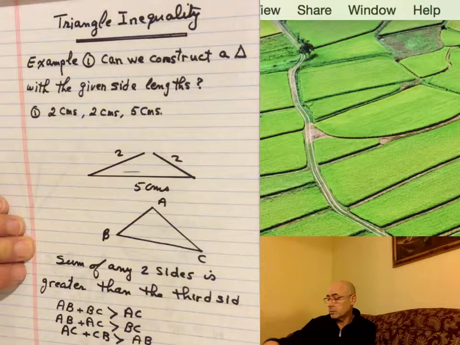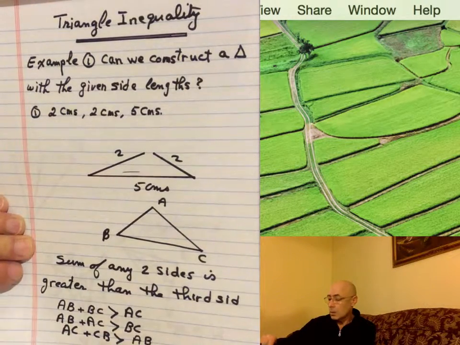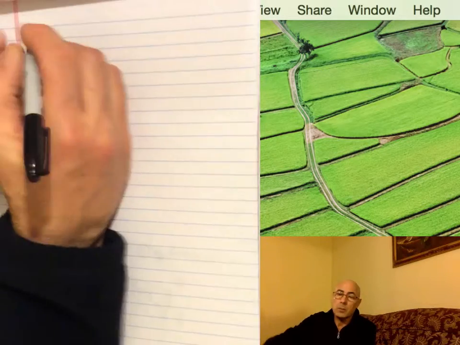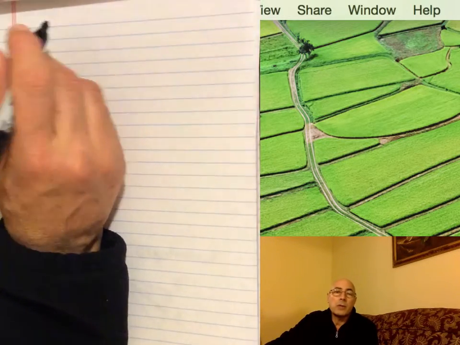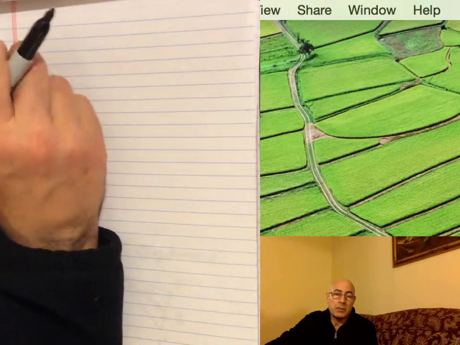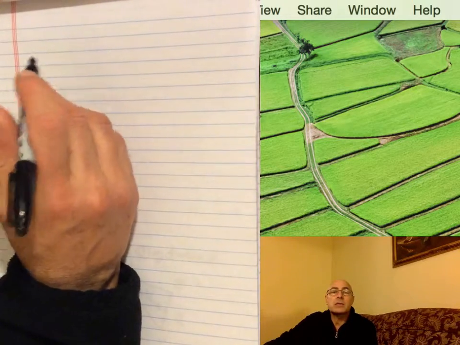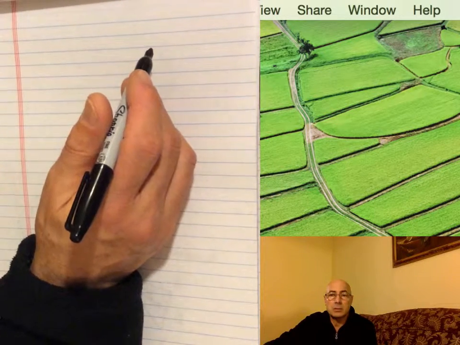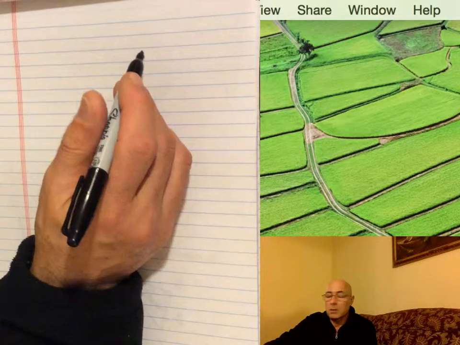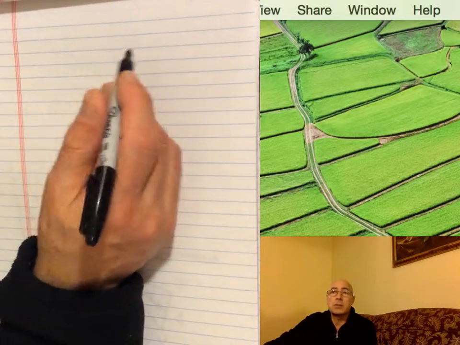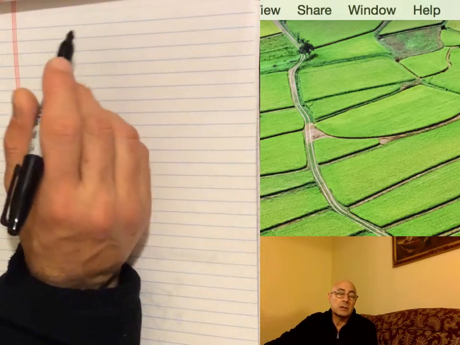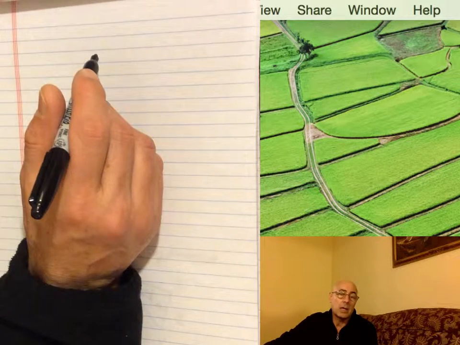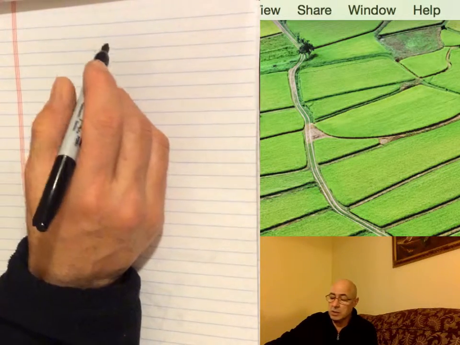Okay, now we have another inequality. We're going to write it down. When I wrote the inequality in the previous example, we said that the sum of any two sides has to be greater than the third side. I can restate that by saying that any one side by itself has to be less than the sum of the other two sides.